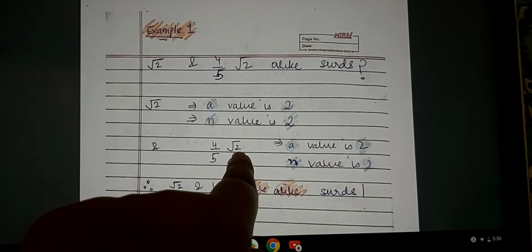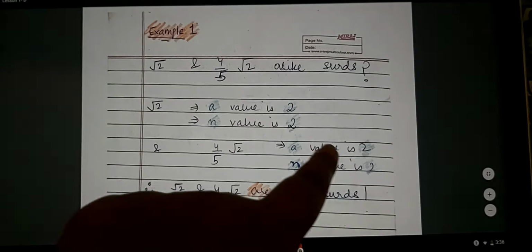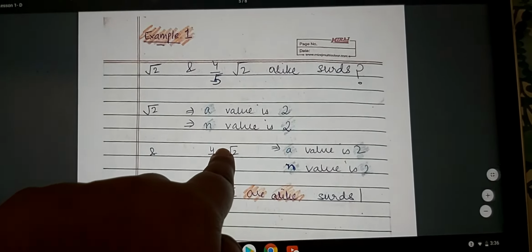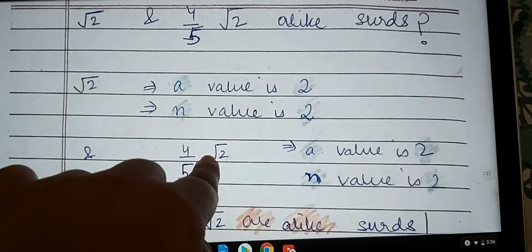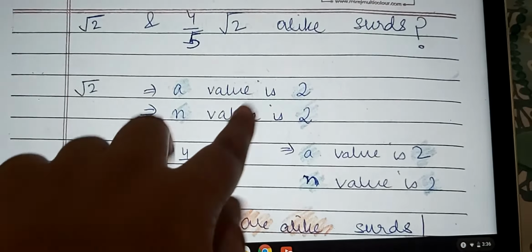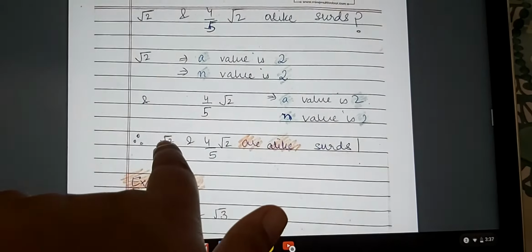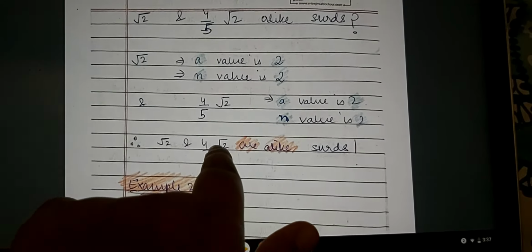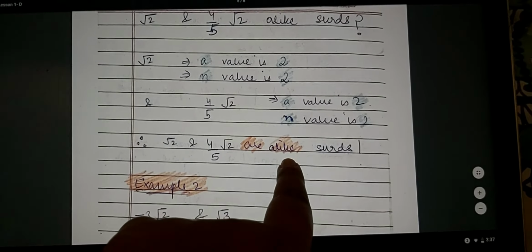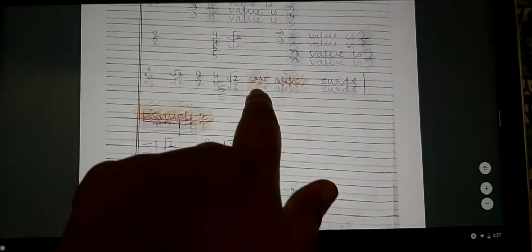a का मेरा वैल्यू 2 है, n का वैल्यू भी 2 है, करेक्ट? यहाँ पे क्यूब नहीं लिखा है, there is no cube over here, there is no 3 over here, it's still 2. So you are just going to write 2. That means square root 2 and 4 by 5 square root 2 are alike surds.